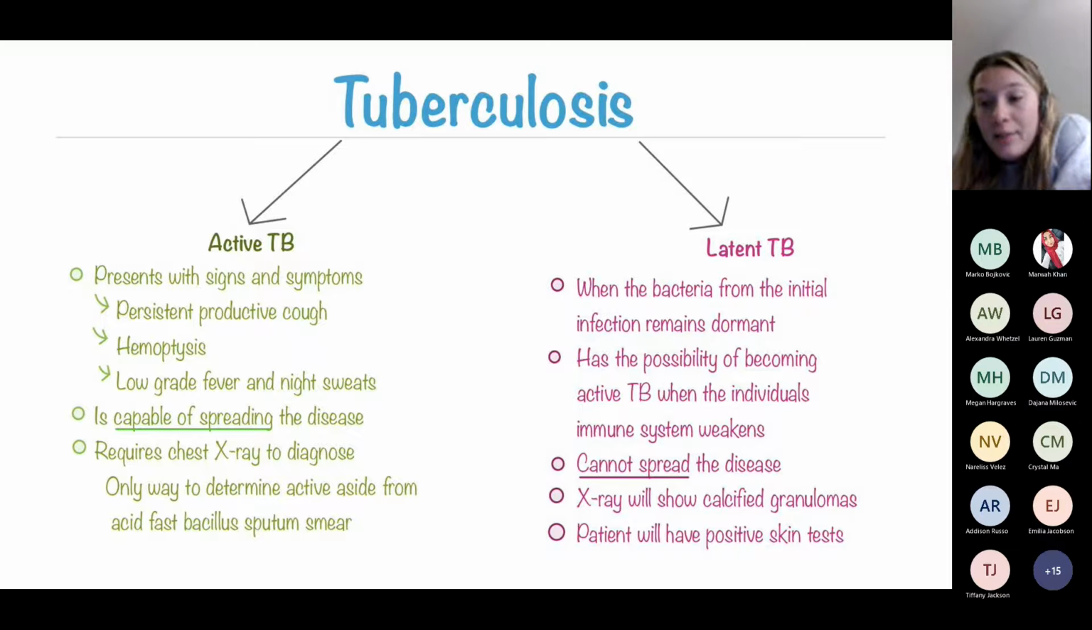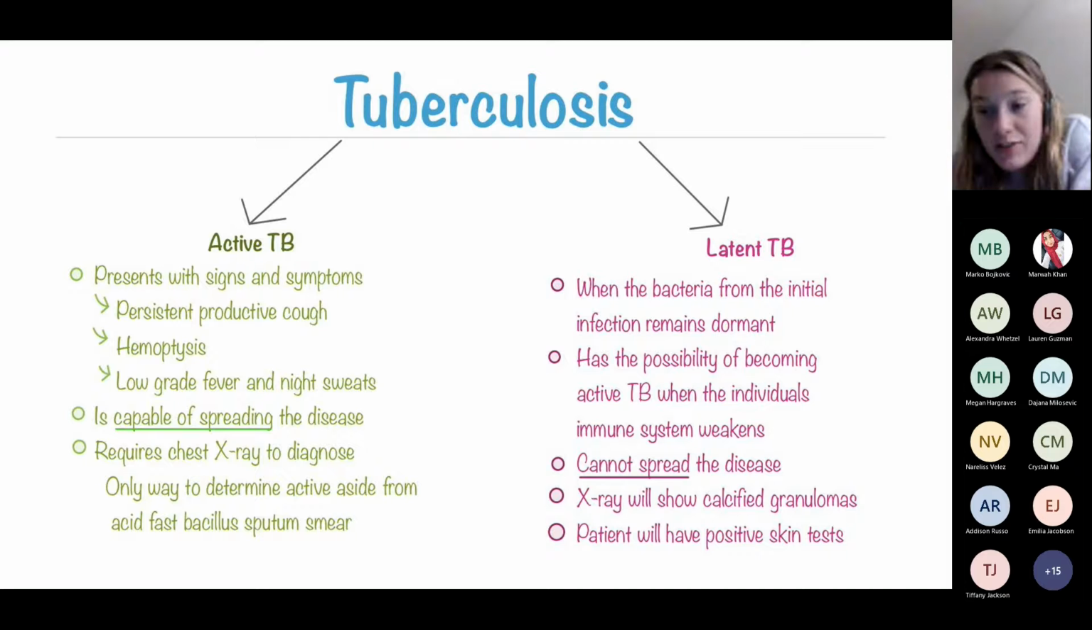So tuberculosis is an airborne disease. So with pneumonia, we put our patient on droplet precautions. With tuberculosis, these patients are going to be on airborne precautions, which if you ever cared for a patient with COVID in the clinical setting, they use, depending on your facility, airborne precautions. At Lakeland Regional, if we had a COVID patient, they were on airborne precautions.